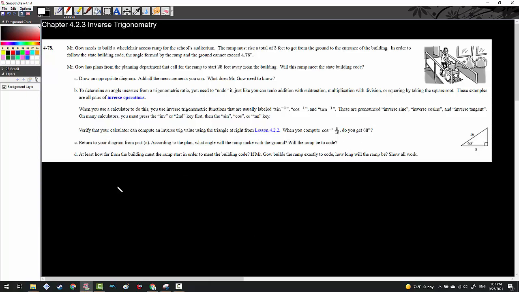And so we're going to draw an appropriate diagram for A. So from here, we know that Mr. Gao wants to make the ramp 25 feet away from the building, and we know he has to have a 3-foot rise in that ramp. And so what we're looking for is the angle that creates a slope ratio of 3/25.